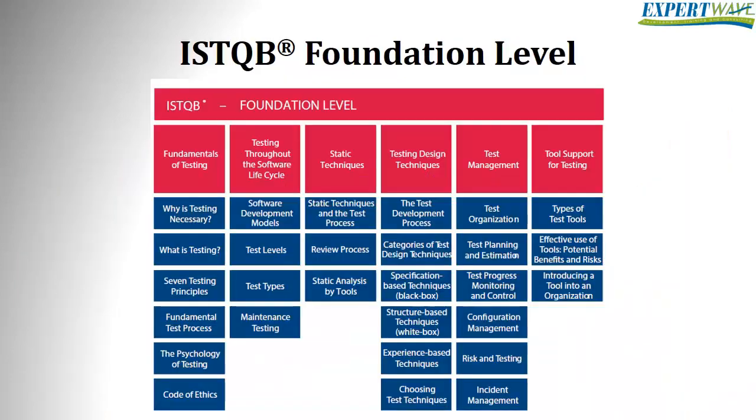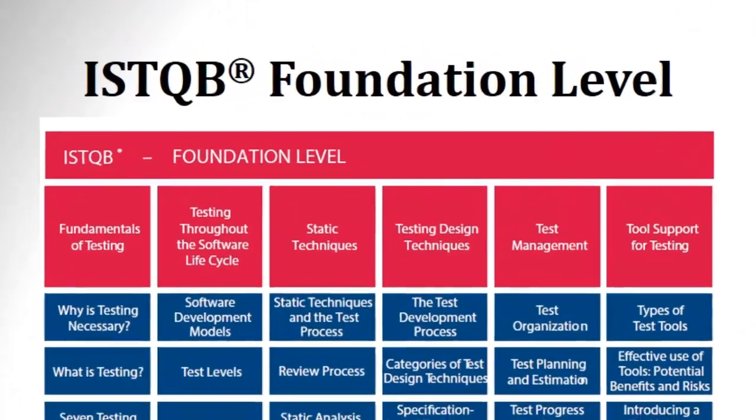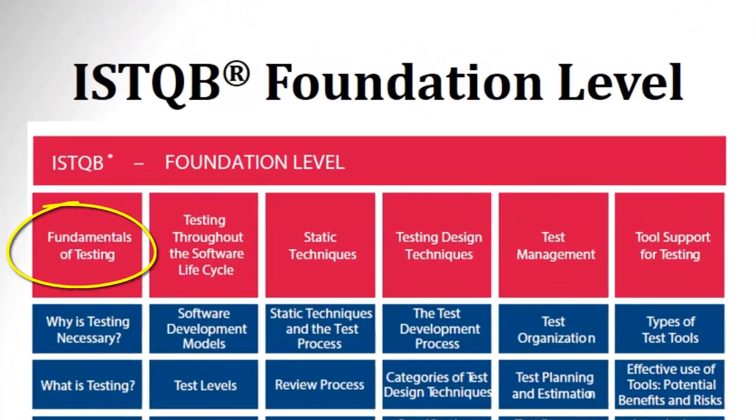The ISTQB Foundation curriculum consists of 6 chapters or sections. Section 1, Fundamentals of Testing, which gives you an overview of the testing activity. Section 2, Testing throughout the software lifecycle, which talks about testing under different software development models and also talks about different testing levels and types. Section 3, Static Techniques, which talks about testing techniques that don't require running the software. Yeah, they exist. Section 4, Test Design Techniques.